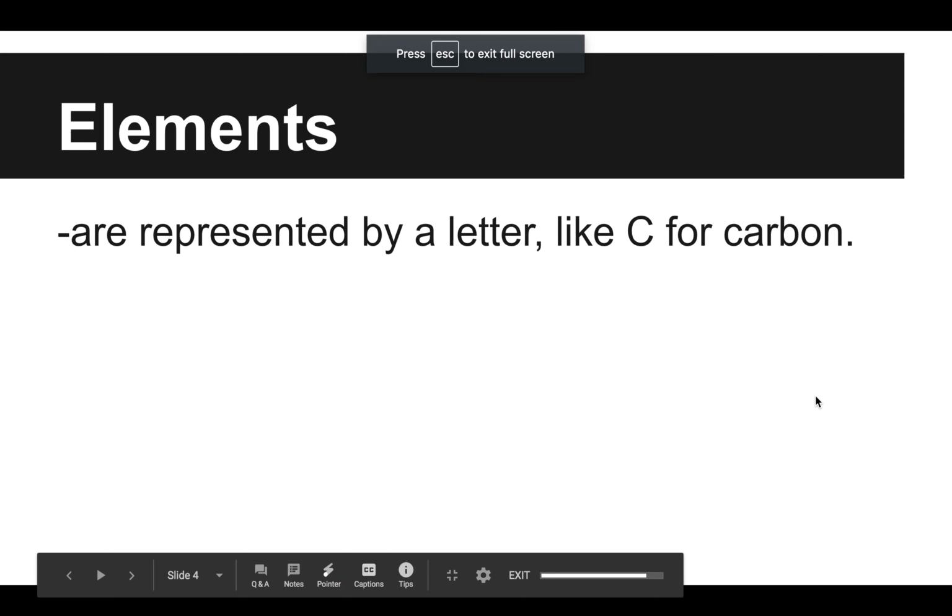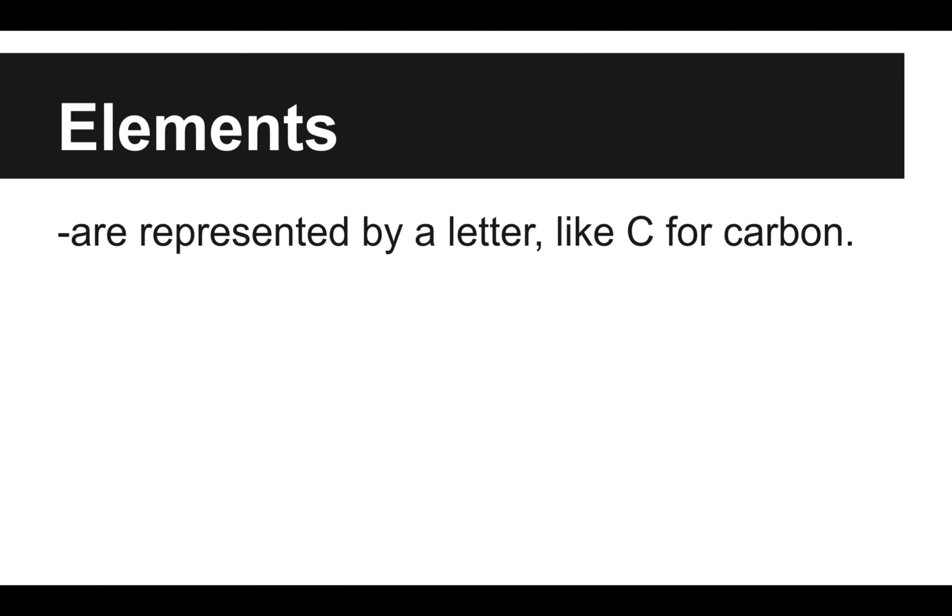You can title this Intro to Atoms or Intro to Elements in your notebook, and then put that in your table of contents. So the first thing we have is elements. We just saw from that atom builder activity that elements are represented by a letter, for example, C for carbon. So make sure you write that down somewhere.